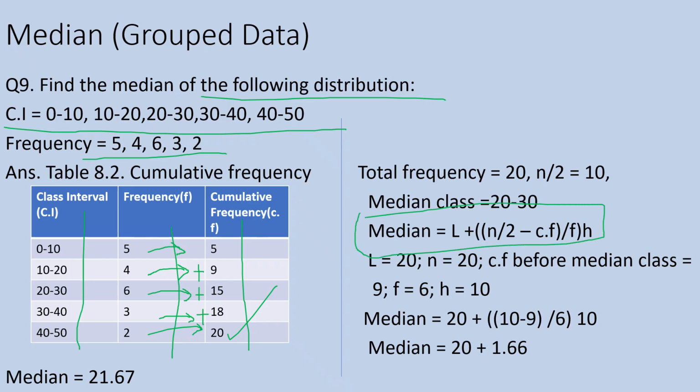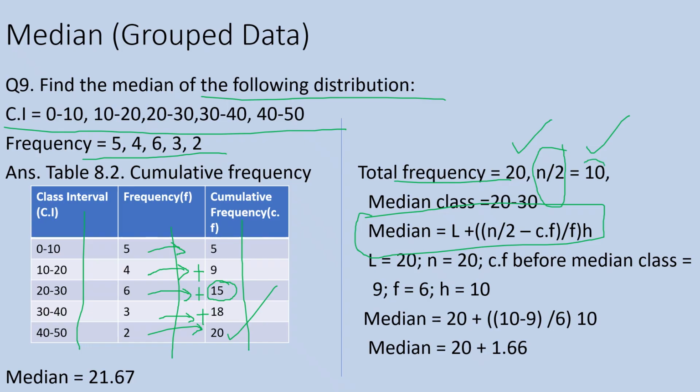So for this, first we need to find the median class. For this, the total frequency, we know that it is 20, and n by 2, or total frequency by 2, is equal to what? 10. So what will be the median class? Median class will be found when we see the cumulative frequency which is just greater than n by 2.